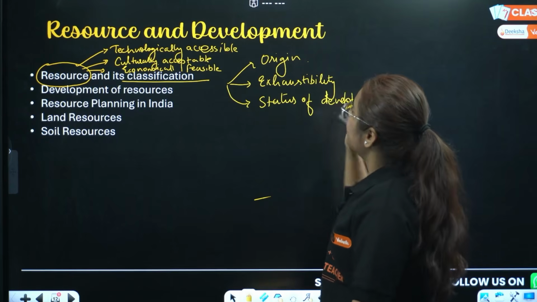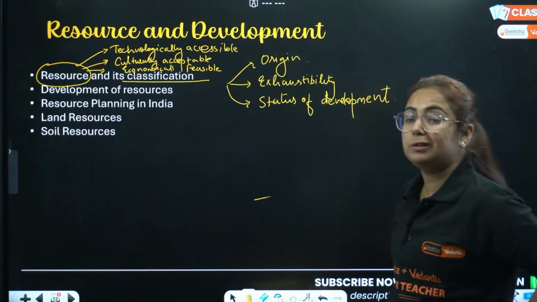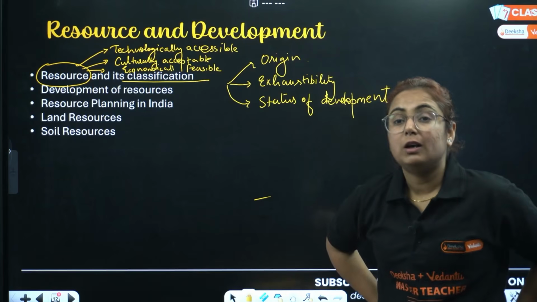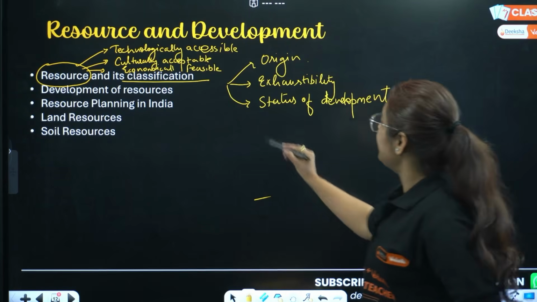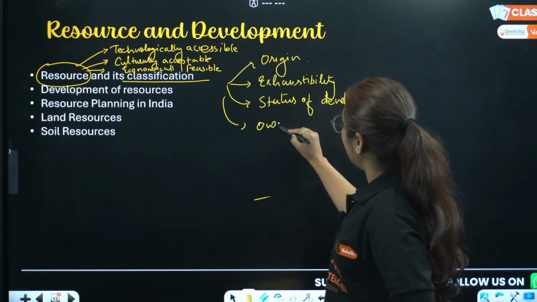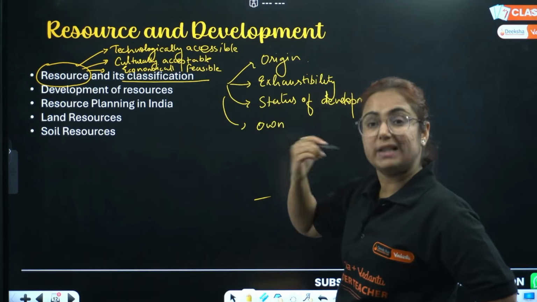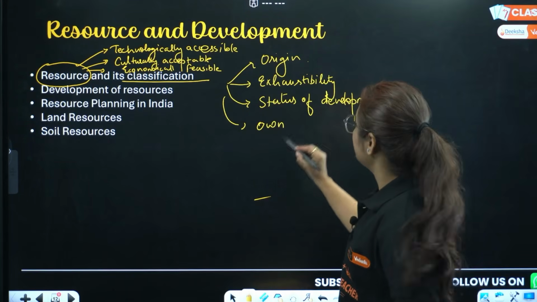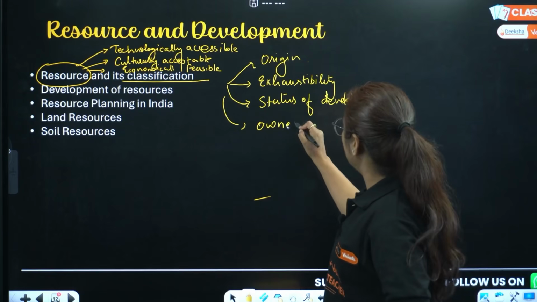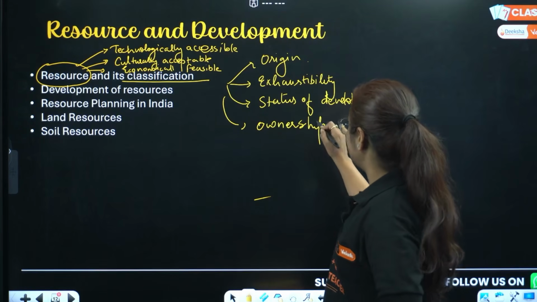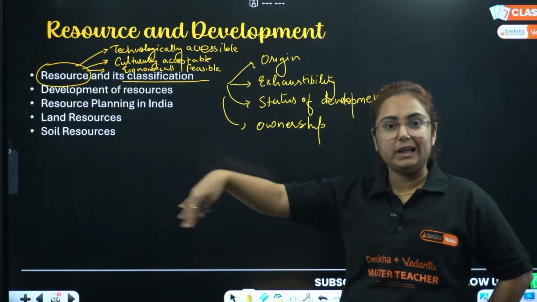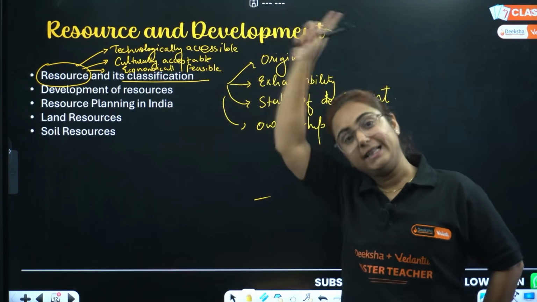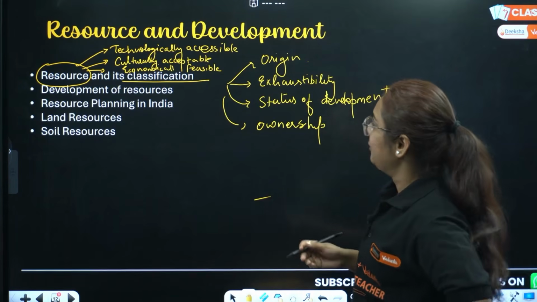Okay. So, resource and development: classification on the basis of origin, on the basis of what? Exhaustibility. On the basis of ownership, is it public resource, private resource, individual resource, what is it? Community resource, ownership, national resource, international. However, four are given in your book: individual, community, national, international. Okay, very good.